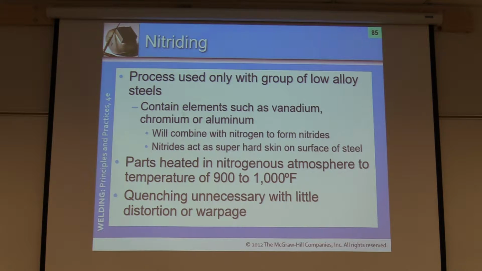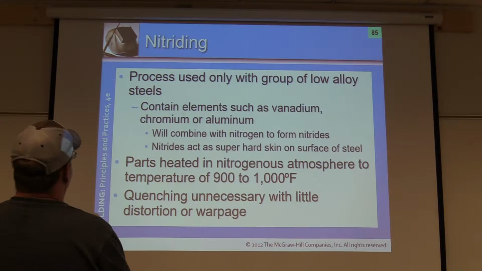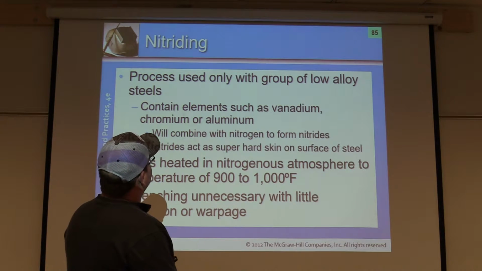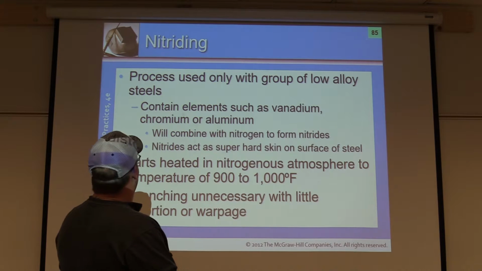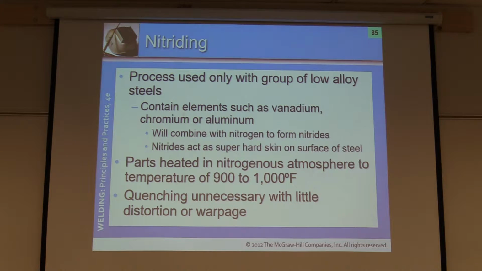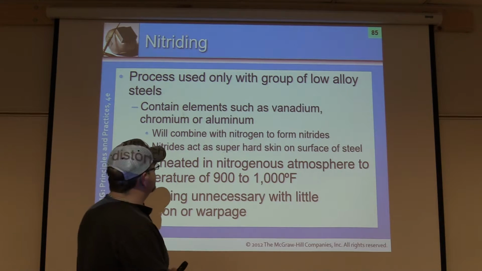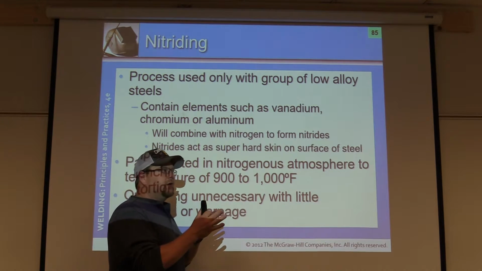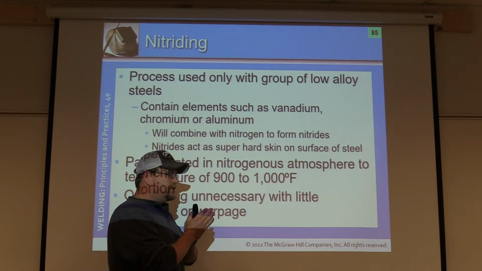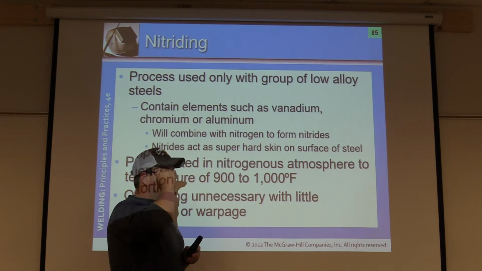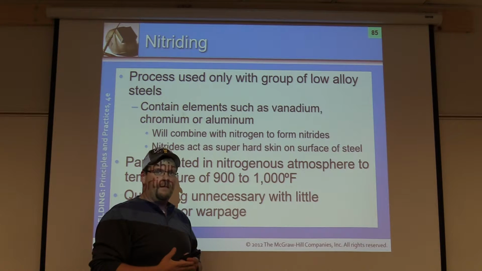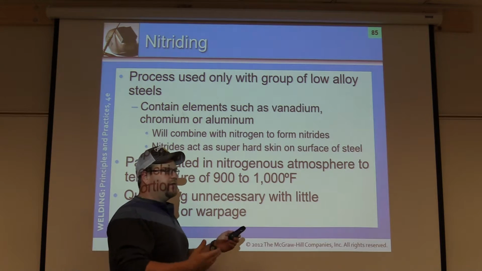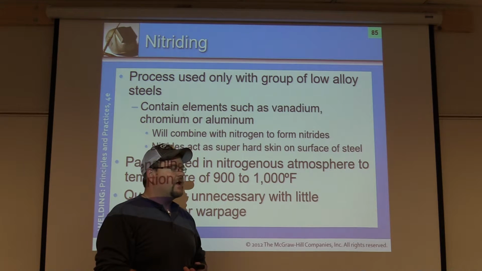Nitriding. This was really interesting. I never had thought about this until I started going through my CWI stuff. It's only used with a certain group of low alloy steels that contain elements such as vanadium, chromium, or aluminum. And what happens is they combine with nitrogen to form nitrides. So the nitrogen is not injected, but it's absorbed into the surface, and it actually creates a much harder case hardening surface. One of the places you can look at this now is cryogenically treated knife blades for hunting and fishing applications. Even, I believe, some kitchen knives are that way nowadays.